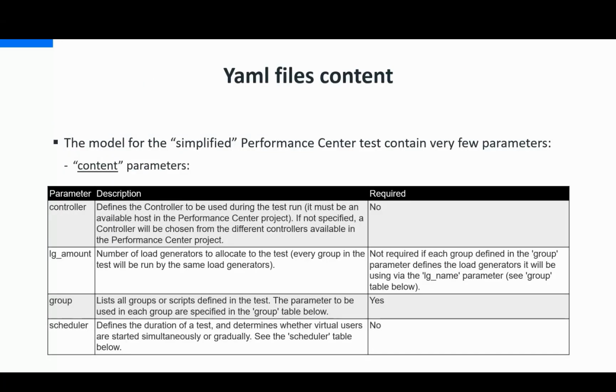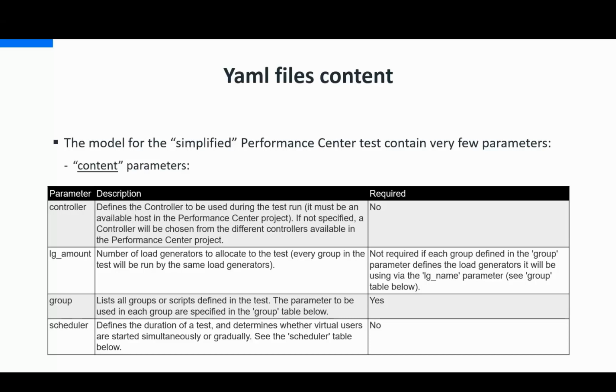So the parameters that are available are to define the controller that will be used for the test, and the number of load generators. If you specify just a number of load generators and you have several groups, then those load generators will all be shared by all the groups. For example, if you specify 5 for this, then 5 load generators will be allocated to all groups, and they will all be using them.